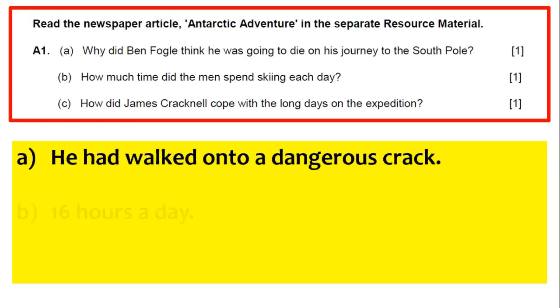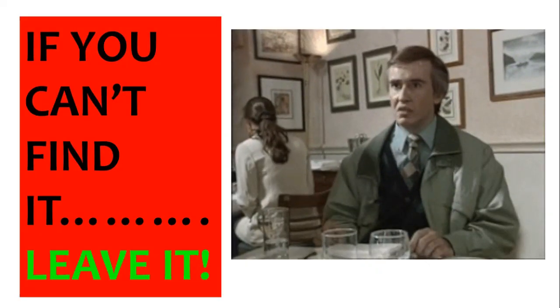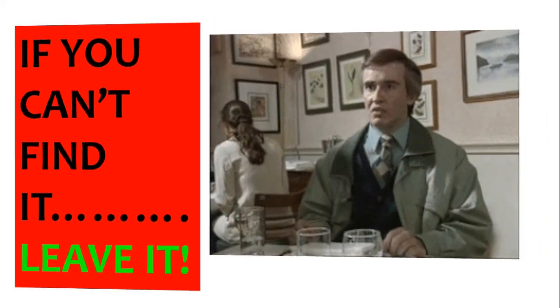He'd walked onto a dangerous crack. Okay, each of them a little sentence, doesn't have to be a big sentence, but for example, how did he cope with the long days on the expedition? C, don't just put iPod, put he listened to his iPod. Really important, there's no point wasting time on a 1 mark question, okay? So if you can't find one of the answers, just leave it, you can always go back to it.